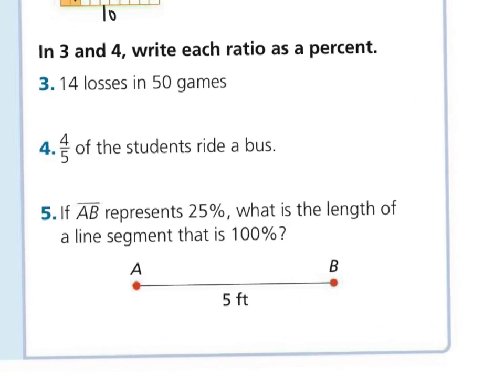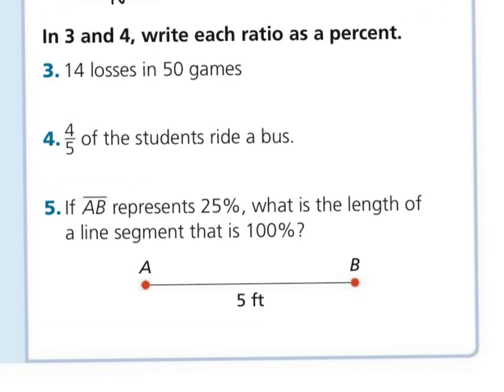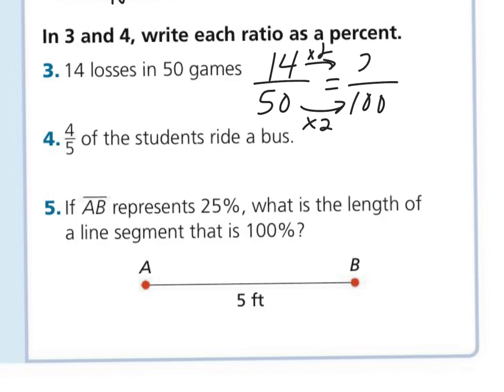The next part, they want us to write the ratios as percents. So 14 losses in 50 games. That's 14 out of 50. A percent we know is a number out of 100. So how do we get from 50 to 100? Multiply by 2. That'd be 28 out of 100, which means 28%.